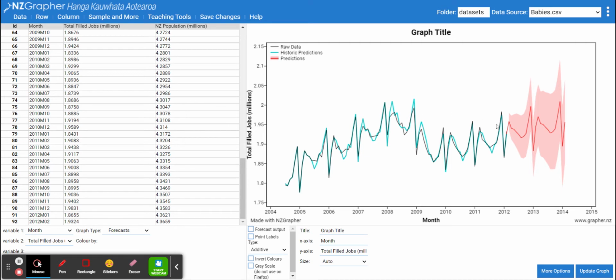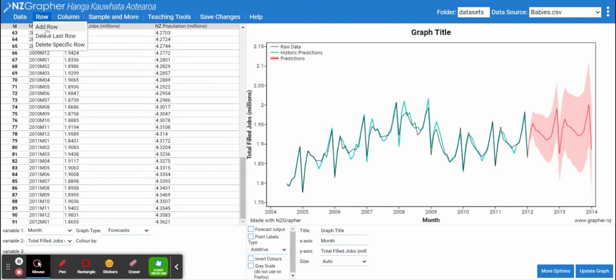For the robustness test, we remove the last 3 time periods of data. So we need to make note of the actual values for the total number of filled jobs: in 2011 month 12 it was 1.9831, 1.8655 for January 2012, and 1.9324 for February. Then we can delete the last row, and we're going to do that 3 times.